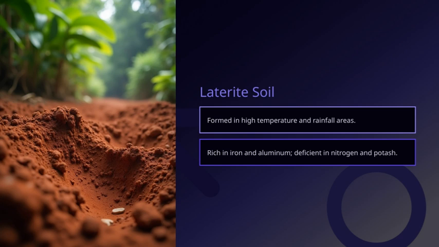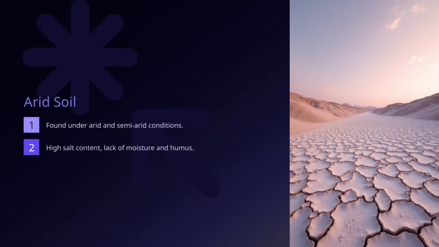And in terms of agriculture, knowing its limitations helps us figure out how to manage or improve such soils for better crop production. Let's take a closer look at arid soils. These soils are characterized by a high salt content, which is a key feature. This high salinity can make it difficult for plants to absorb water, affecting their growth.